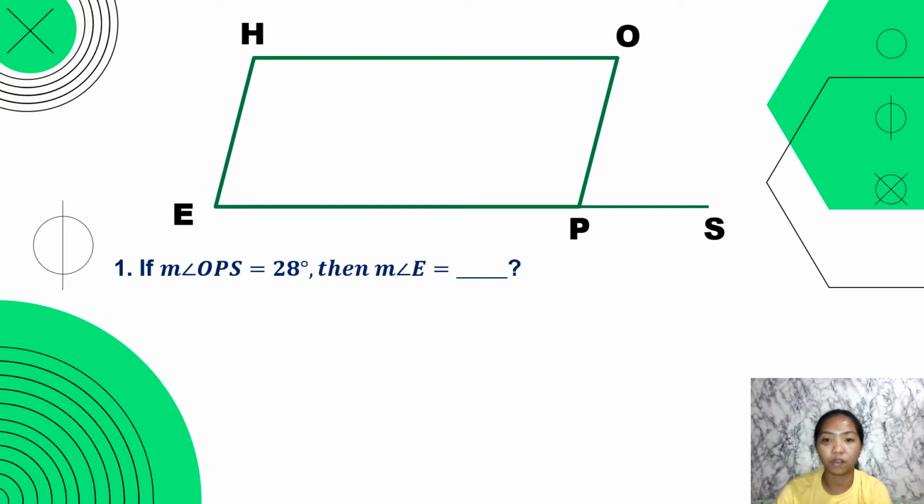If the measure of angle OPS is 28, find the measure of angle E. Since we have here a quadrilateral with parallel lines, then this line is the transversal. And angle E and angle P are corresponding angles. That means angle E is 28 degrees.